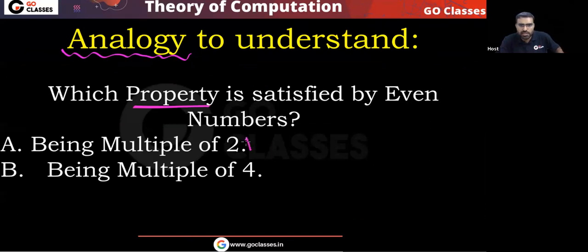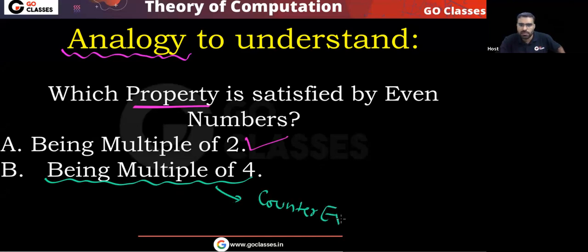Yes, multiple of 2. This property is satisfied by even numbers. Can I say that being a multiple of 4 is a property satisfied by even numbers? The answer is no. What is the counterexample? Can you give me a counterexample?